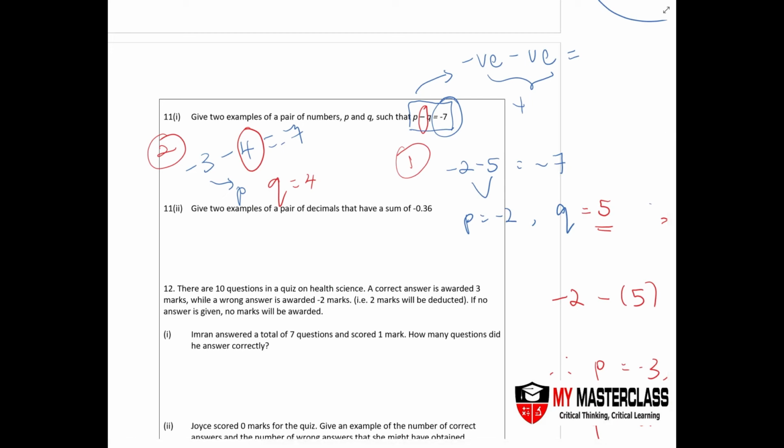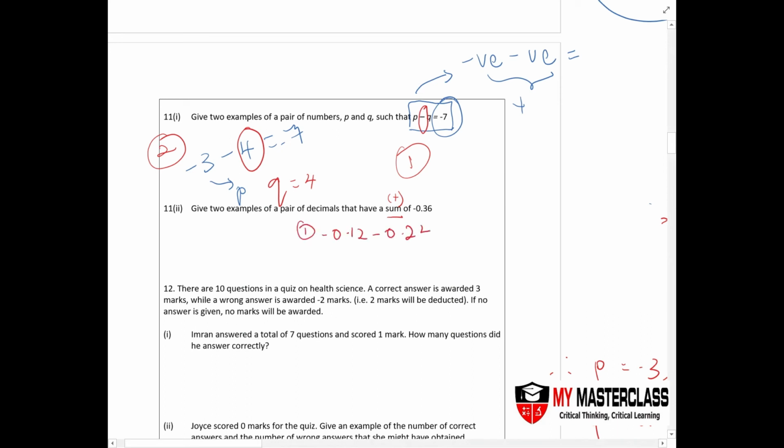Now, give two examples of a pair of decimals that have a sum of negative 0.36. So again, a sum. Sum means addition. Negative 0.36. What plus what gives you negative 0.36? Let's see. I have negative 0.12, then minus of 0.24. That's one of the examples. So example number 1, I have negative 0.12 minus of negative 0.24.